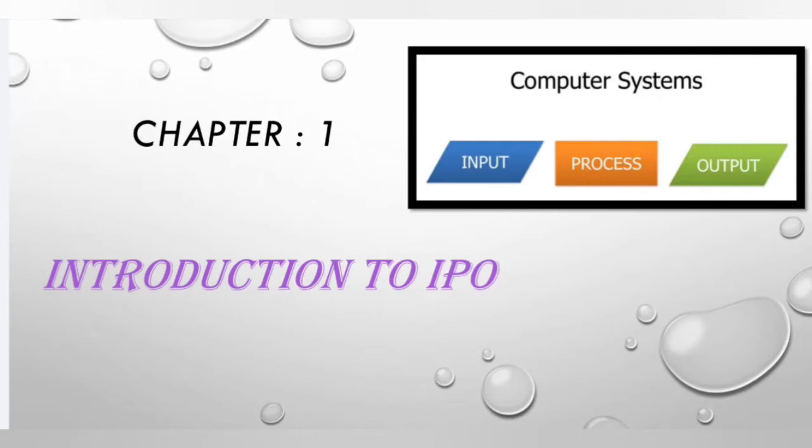So, what is a computer? A computer is a smart machine. It follows the commands given by a user. A computer has four main parts, that is monitor, CPU, keyboard and mouse. Each part of a computer performs different functions.